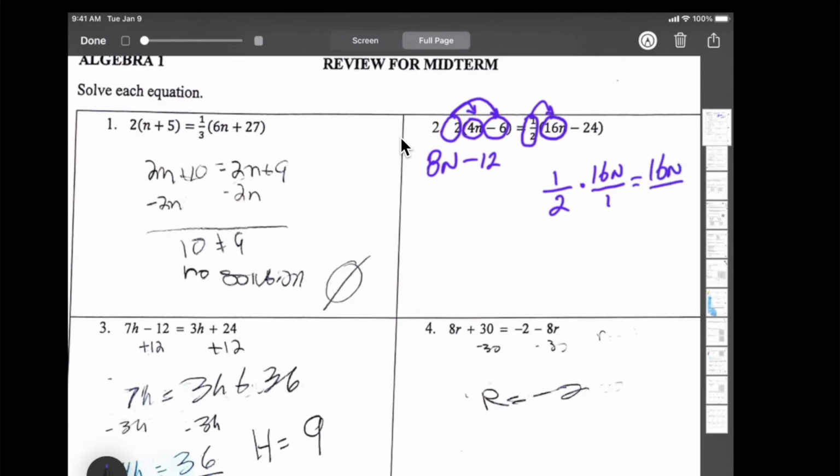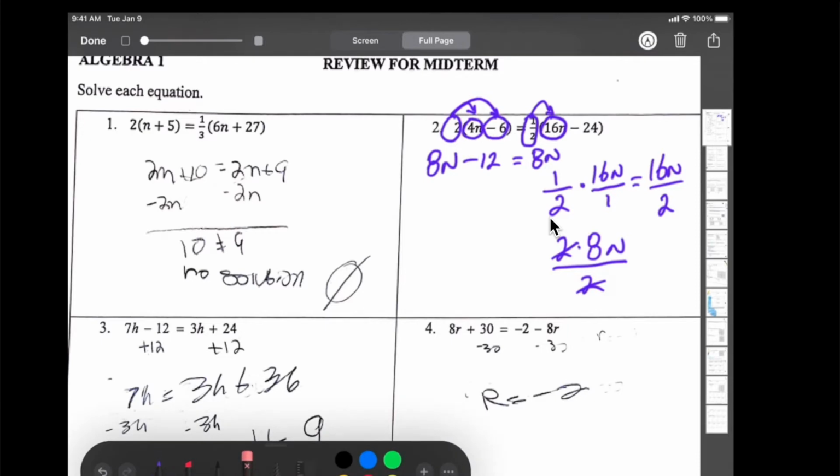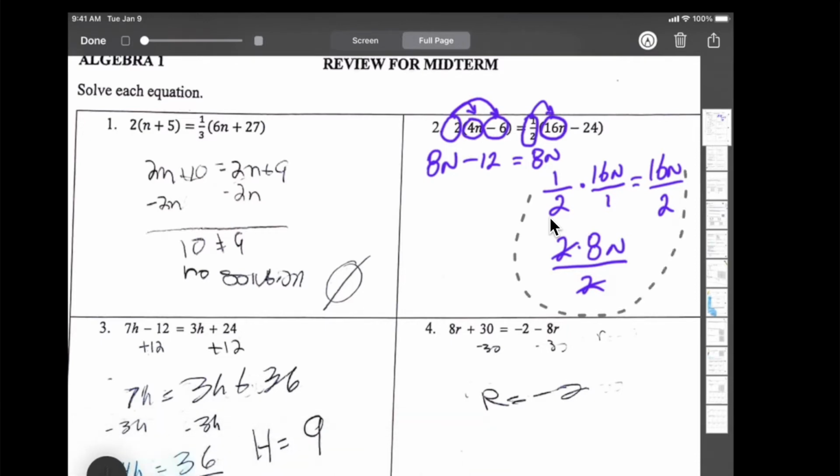So now we have 16n over 2, because recall, when we are multiplying fractions, we are allowed to multiply straight across. We do not have to have a common denominator here. So now we have 16n over 2. Now we can break 16 into 2 times 8 over 2 and then cross out the 2's. So we're going to have 8n as a result of multiplying the 1/2 times the 16n.